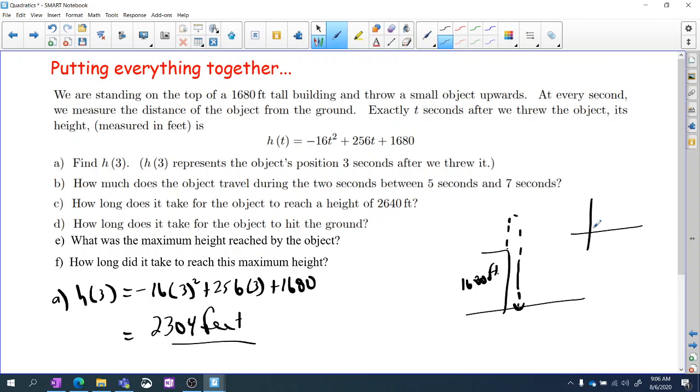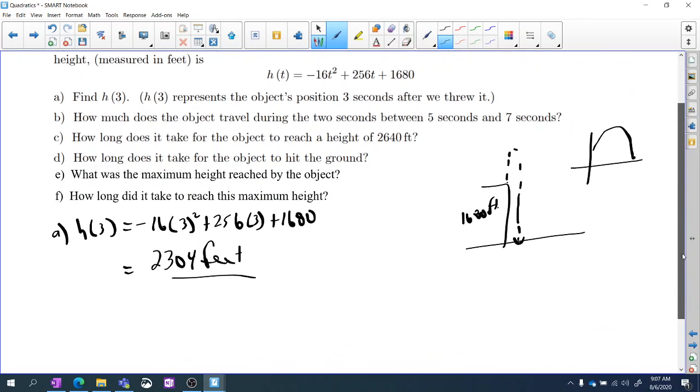So if you modeled that on a graph, it'd be this type of scenario. So we just figured out that at the 3 second mark, it's still up above where they threw it. So it's up at 2,304 feet. It says, how much does the object travel during the 2 seconds between 5 and 7 seconds? Well, to answer that, what we're going to have to do is figure out where was it at 5 seconds and where was it at 7 seconds, and then hopefully that will help us map out how far it traveled.